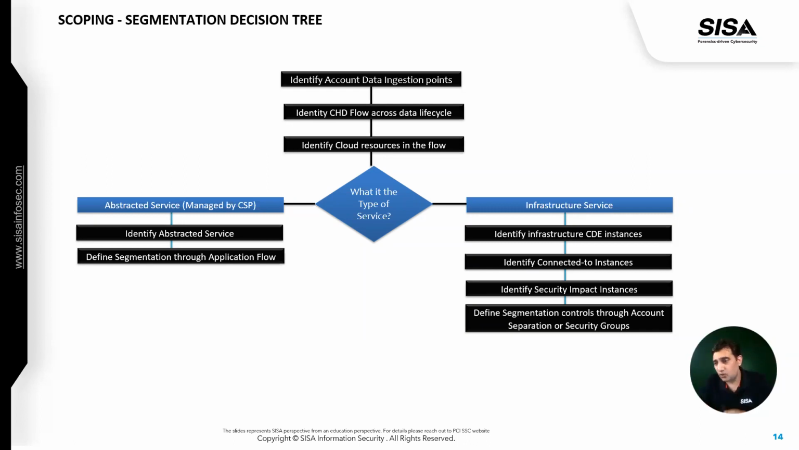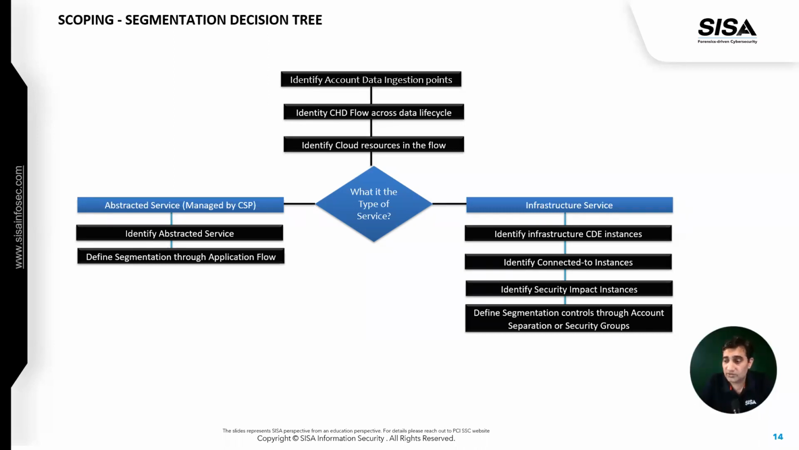When I say the cardholder data flow, it is across the data lifecycle. That means from where the data is getting collected, where it is getting stored, where it is being used, where it is getting processed, where it is getting retained and destructed. So think from all the perspectives and include all of those cloud assets which come under this particular category.